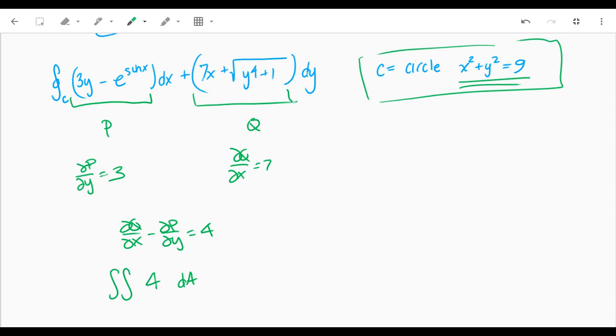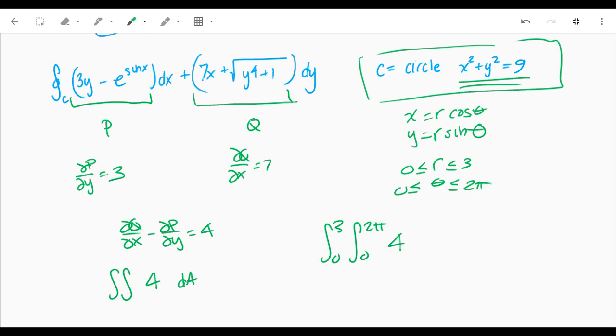Okay, so we didn't have to think that far ahead yet, but now for your polar, because there's no x's and y's in that dQ/dx or dP/dy, it doesn't really matter. But x then would be r cosine theta, y would be r sine theta if there were, okay? And then r is going from 0 to 3, theta is going from 0 to 2 pi. So we can integrate 0 to 3, 0 to 2 pi of 4 dr d theta. Don't forget the extra r for when we switch to polar.